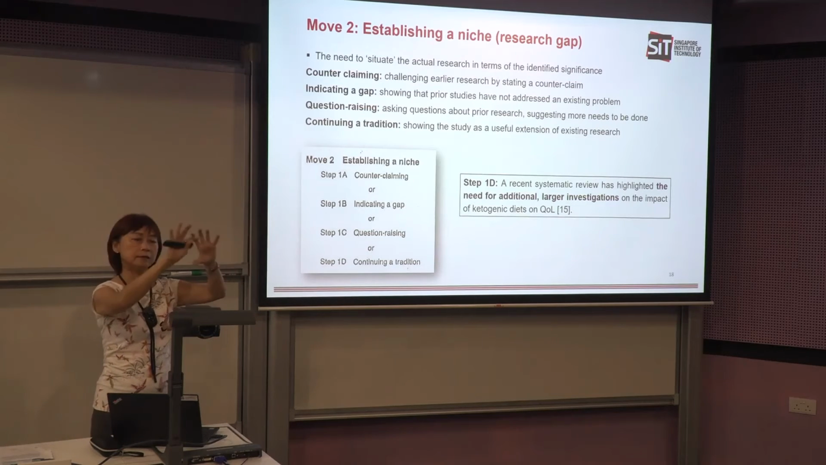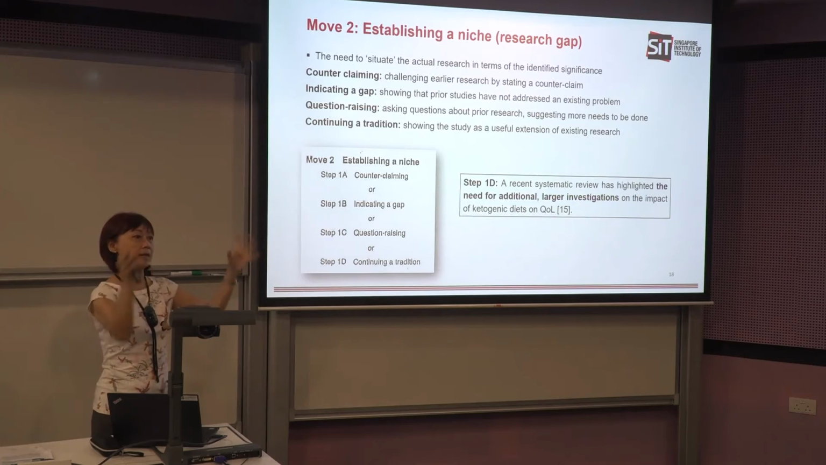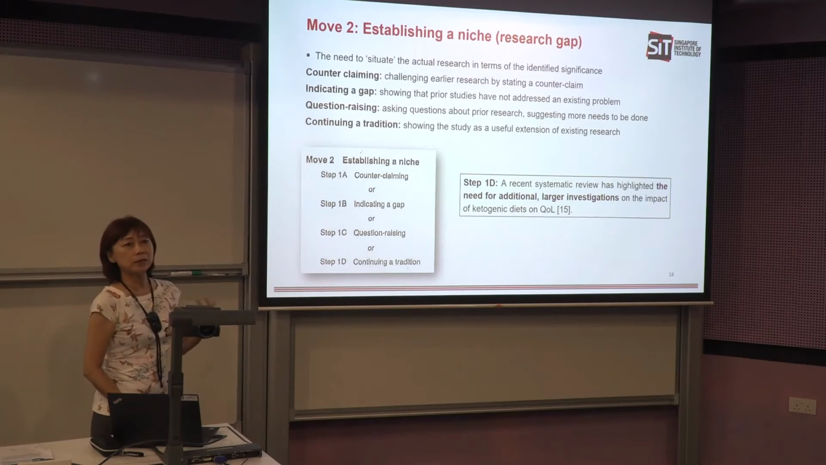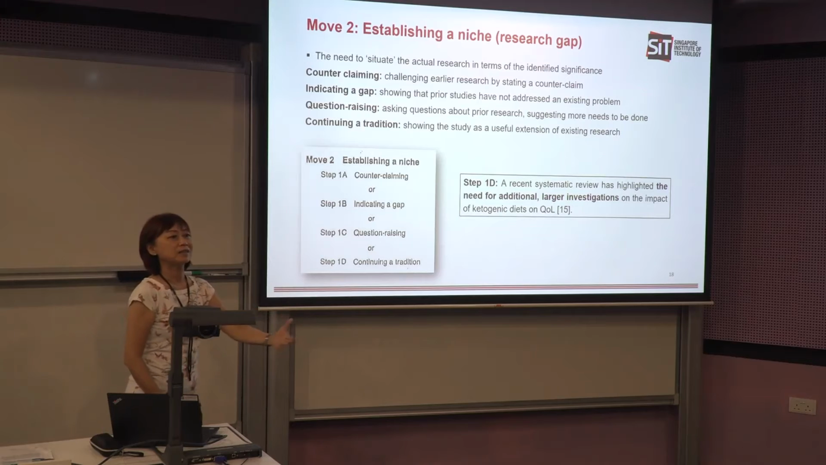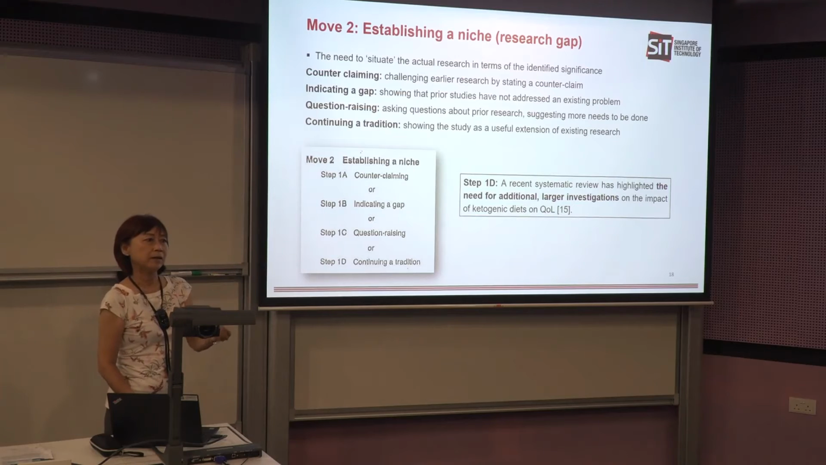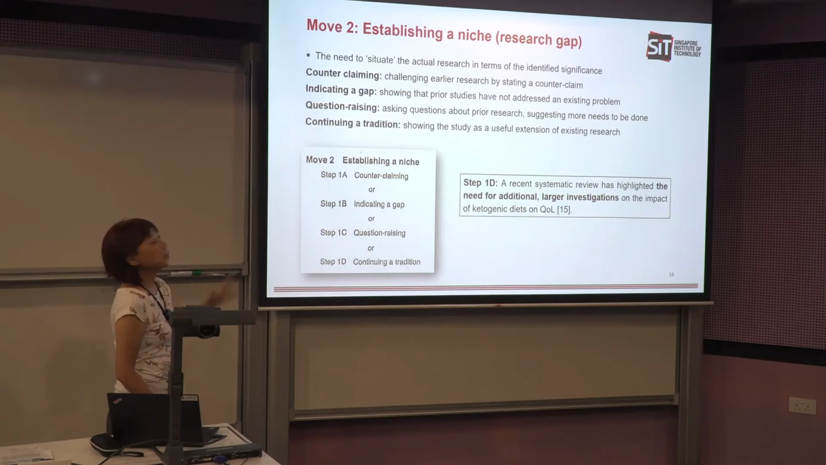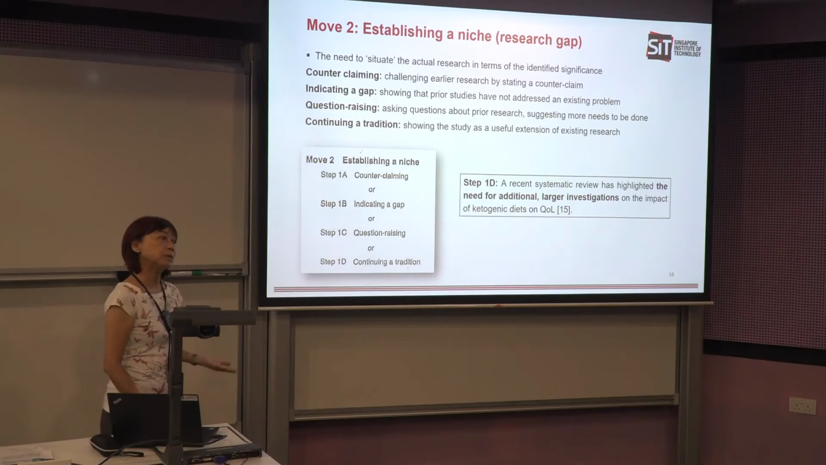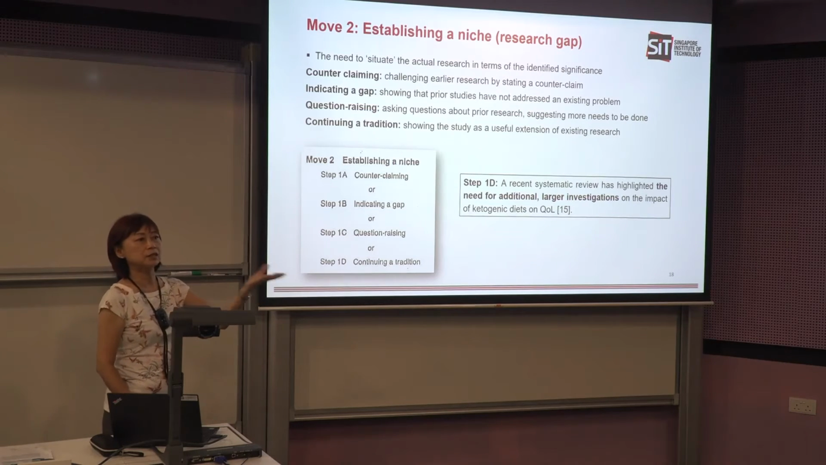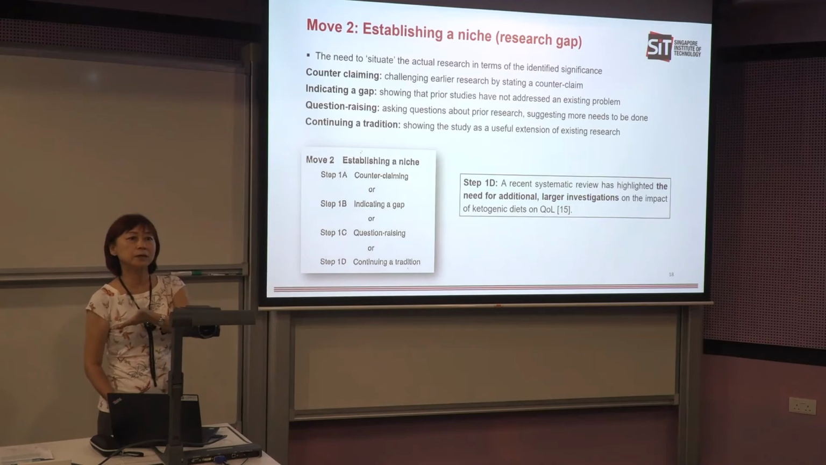After we've established that there is this significant space, we want to show how to establish a research gap. By either counterclaiming, we can say, after we've said, this is what's happening, we can then come in to say, but. So we counterclaim, we challenge something that's been claimed. Or we can indicate that there's a gap. So much has been done, but this hasn't been done. We may raise further questions about what's been done, which then suggests that there is a gap. Or we can continue a tradition, pick up a suggestion by other people, and then continue that.